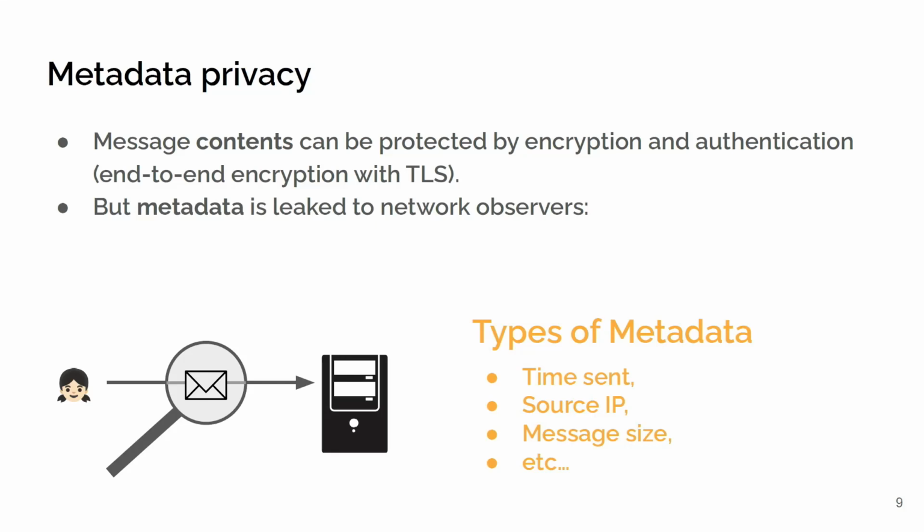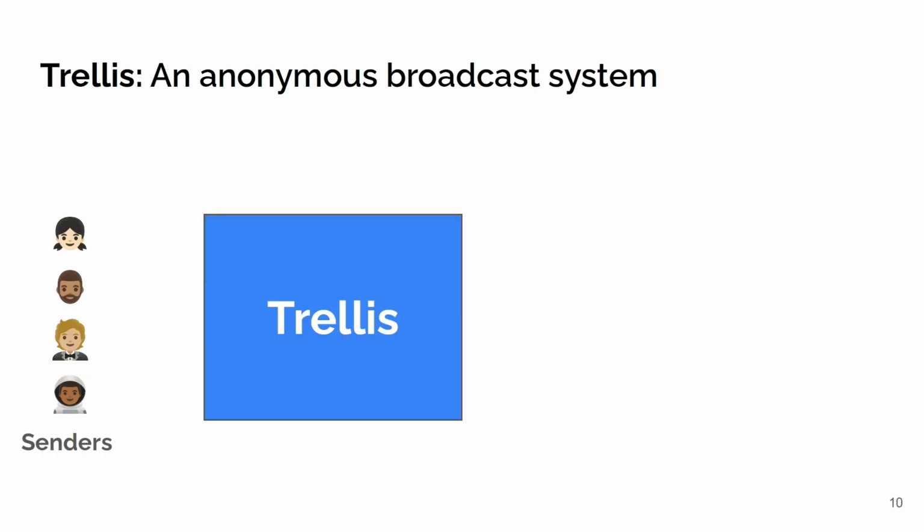Authentication, such as end-to-end encryption with TLS, is available, but the metadata about messages is still leaked to network observers. So when we have anonymity with metadata, what we want is metadata privacy. What we build in Trellis is an anonymous broadcast system with metadata privacy. And it looks something like this.